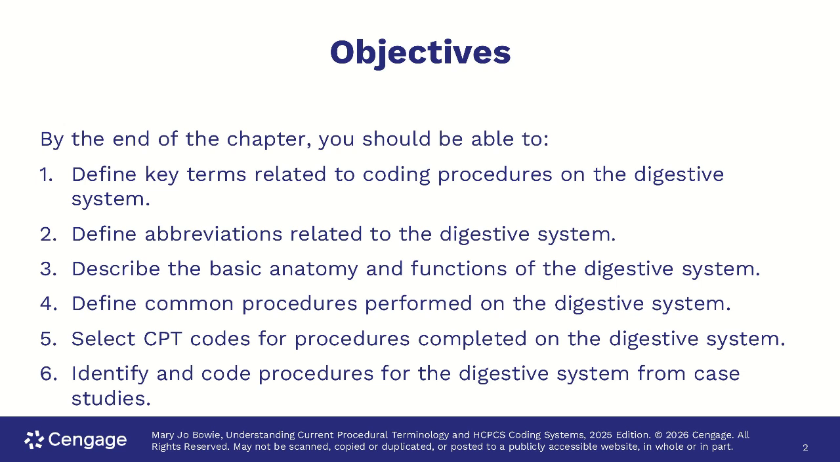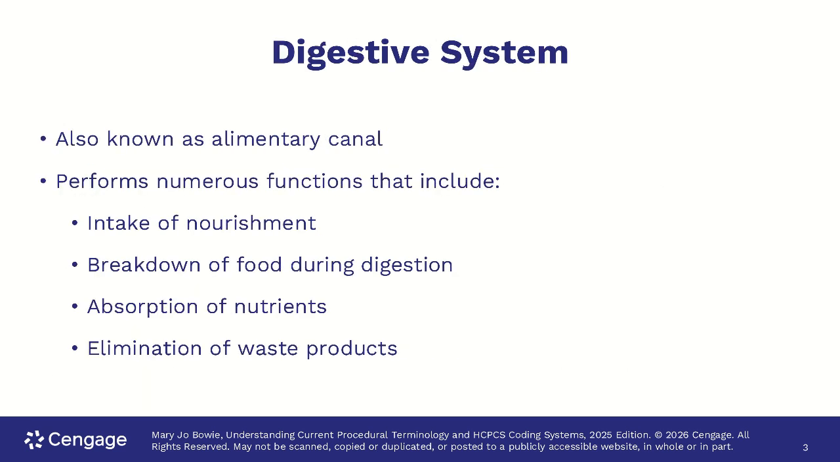Objectives for this chapter: it's all about the digestive system, right? So knowing the key terms, abbreviations, anatomy, common procedures, selecting the procedures, and then ultimately coding from case studies.